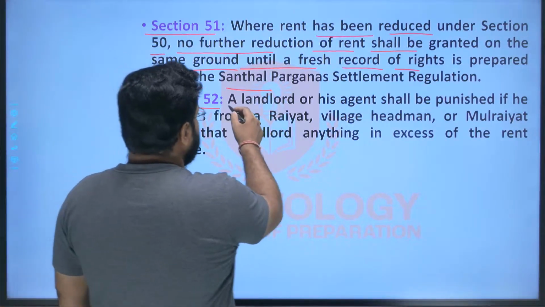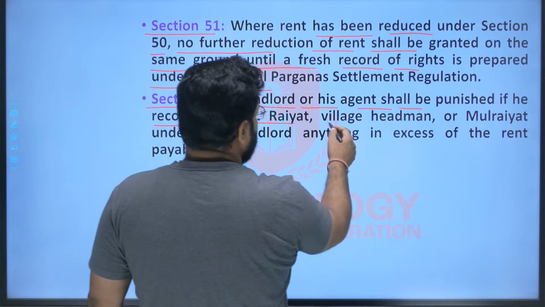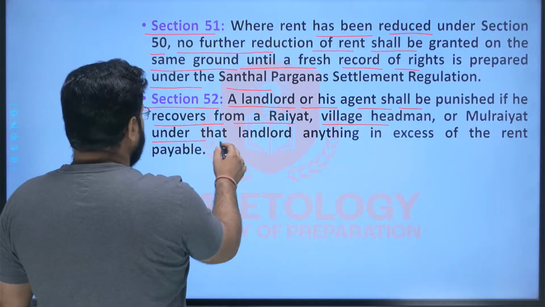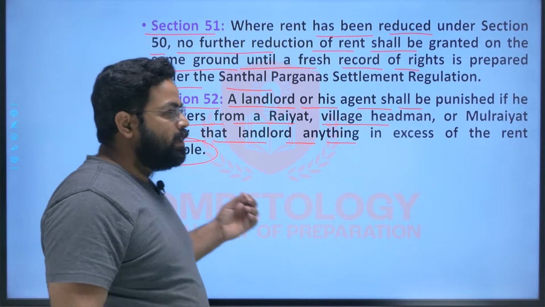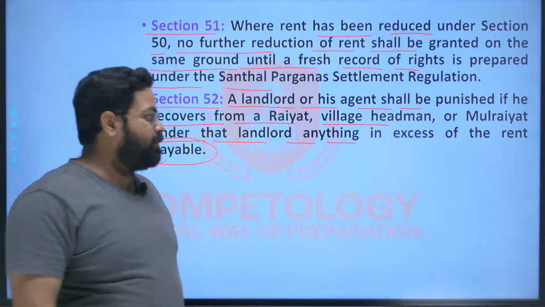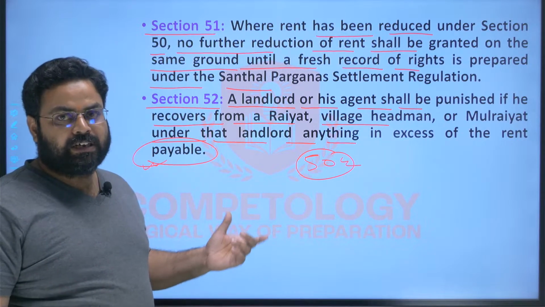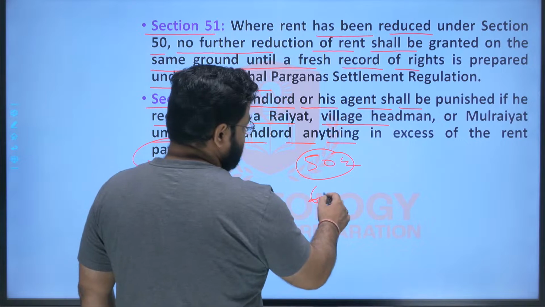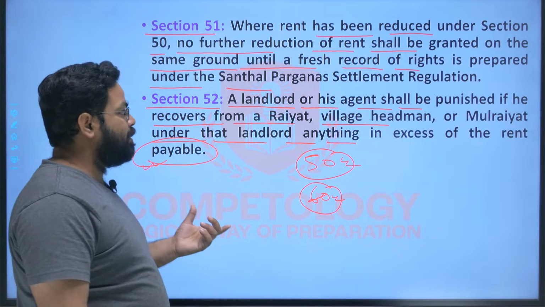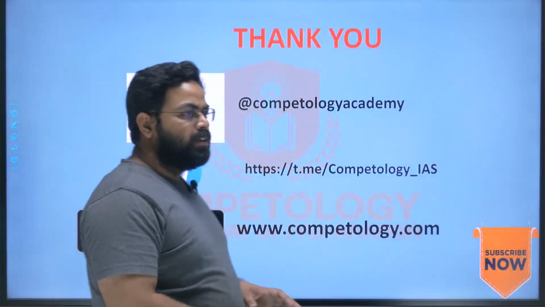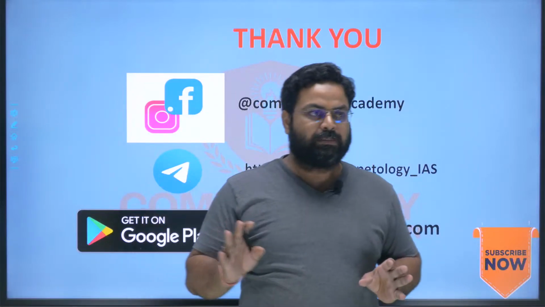Section 52 says that a landlord or his agent shall be punished if he recovers from a rayyat, village headman or mul rayyat under the landlord anything in excess of the rent payable. So suppose that a rayyat was liable to pay a rent of 50 rupees, but the landlord or his agent recovers around 60 rupees from that rayyat, then in such cases they will be punishable, right? It is a punishable offense, and they can be punished with a fine of 500 rupees or with imprisonment, or both can be applied.